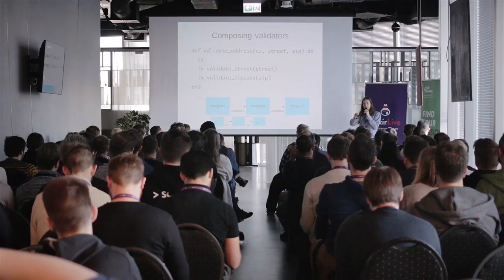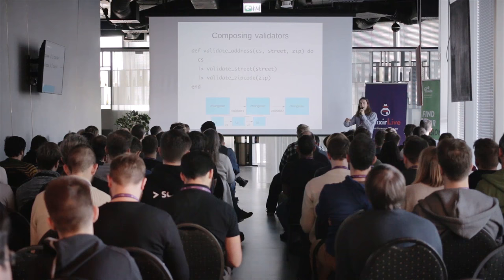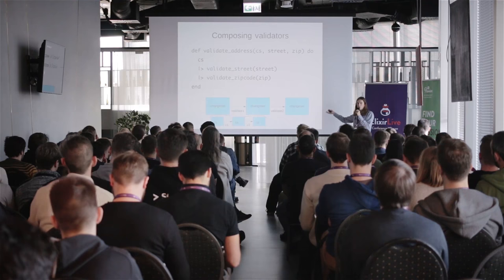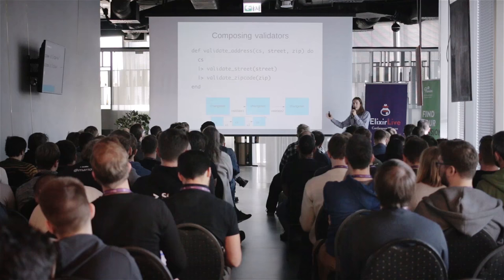So in case we want to have some more complicated validation that actually performs many smaller validations, we can easily do it, because we can just write a function that takes the change set, then applies those two validators, and it also returns change set. So the same way a set of list transformations is a list transformation, set of validators is also a validator.